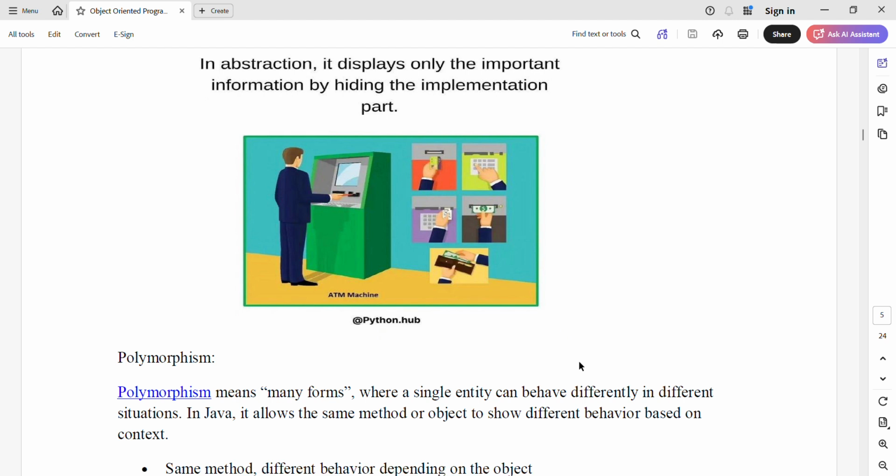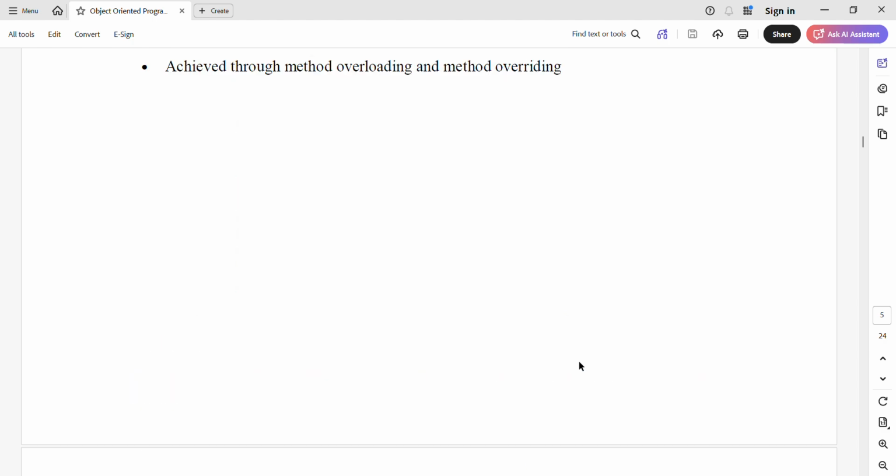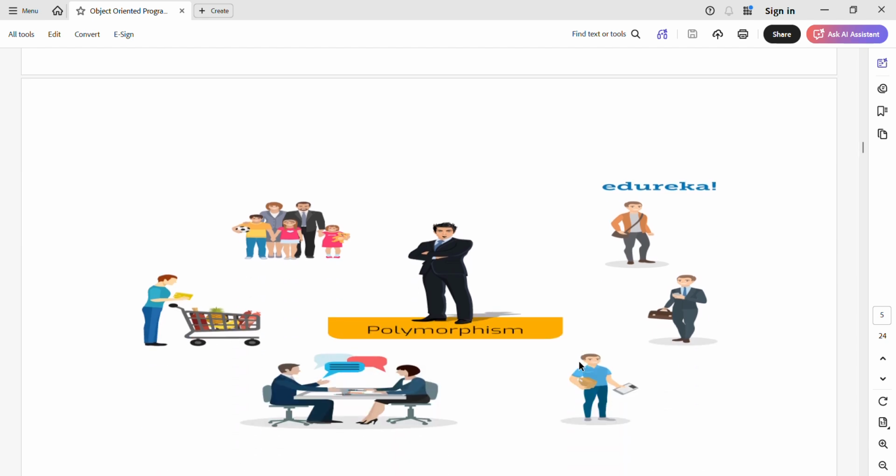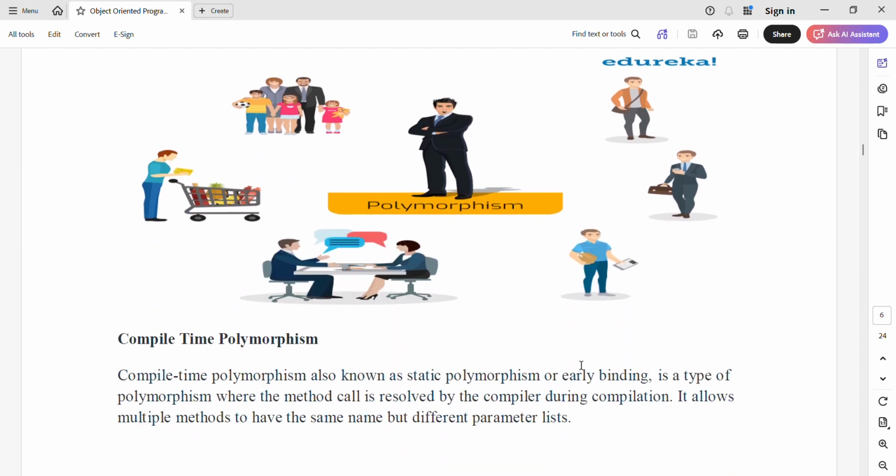Next comes polymorphism. Let us consider polymorphism with the example of a man. Here, a man is here. The same man acts as a father to his child, a son to his mom, a user for some particular application, a customer in a supermarket. So the same man performs different roles, right? Polymorphism is when the same method performs different operations. It has two types, compile time polymorphism and runtime polymorphism.